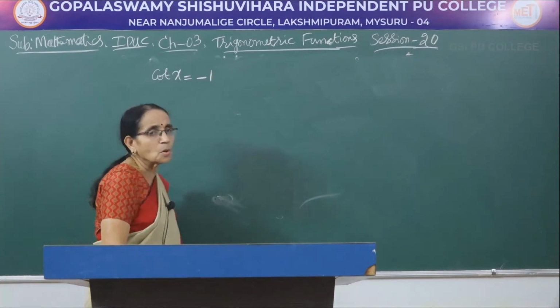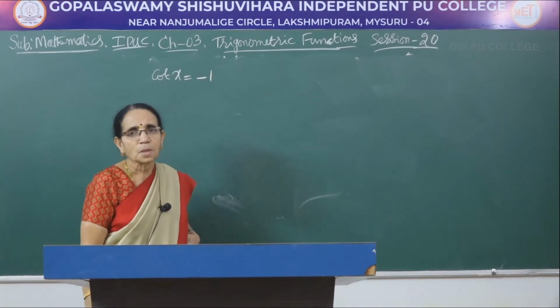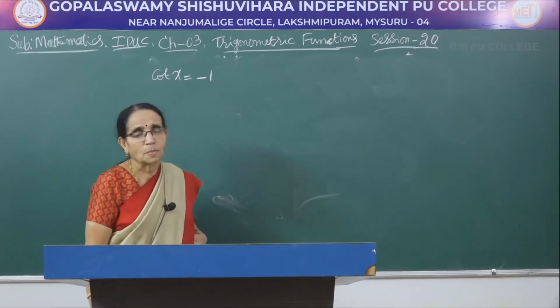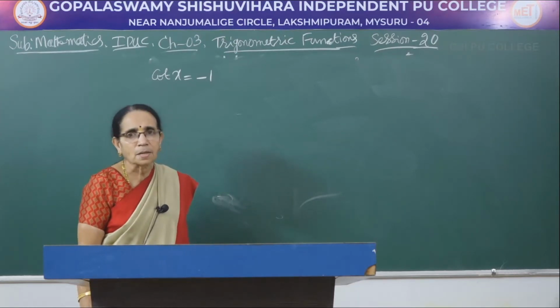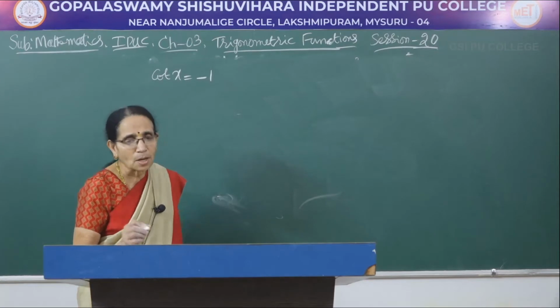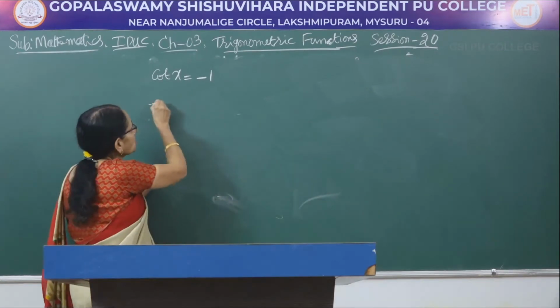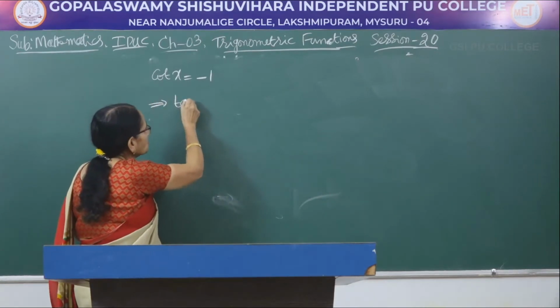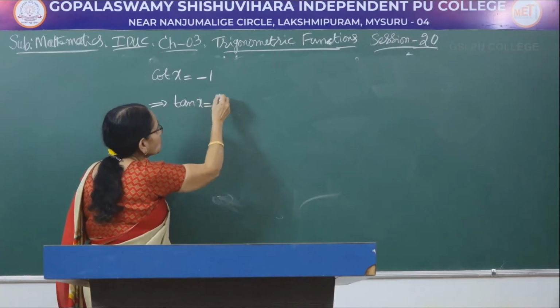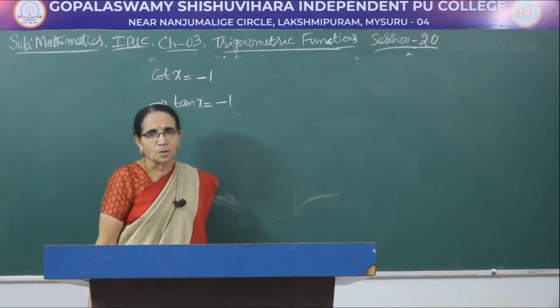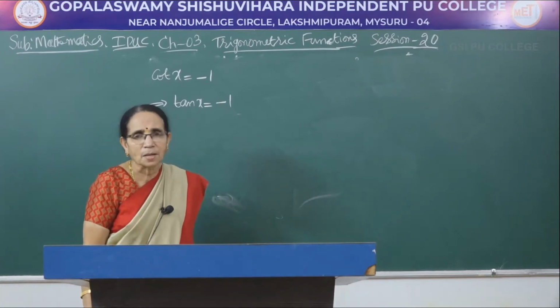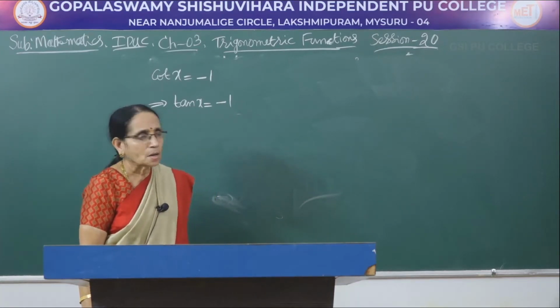Cot x equal to minus 1. Now you know that cot theta and tan theta are reciprocal ratios. So cot x equal to minus 1 implies tan x is equal to 1 by minus 1, but that is also minus 1 because cot x and tan x are reciprocal ratios.